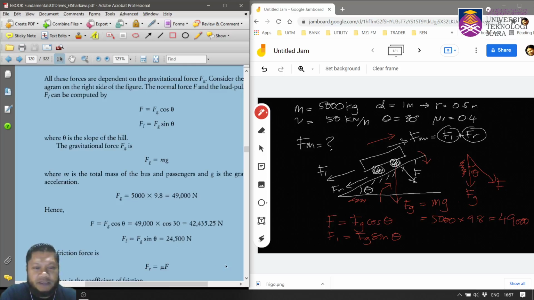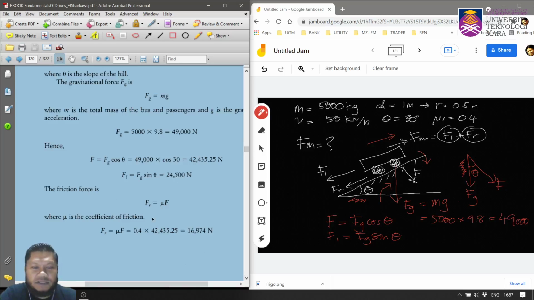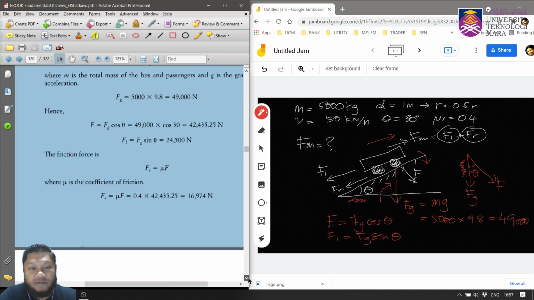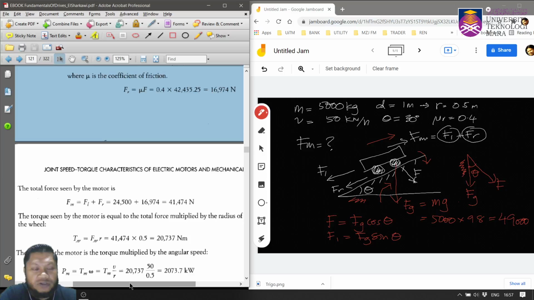And you give that 24,500 Newton. And the friction force, once we know what F is, you can just multiply by the friction coefficient. So it becomes Fr, and then you have 16,974 Newton. So that gives you the value of Fr. Therefore, the total force seen by the motor equals Fl plus Fr, and then you have this.